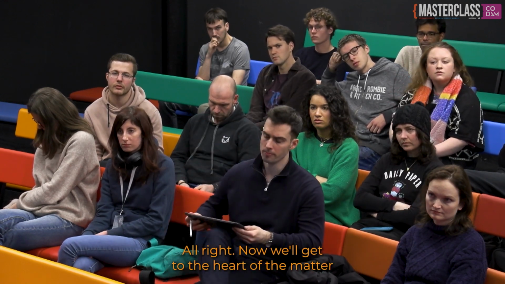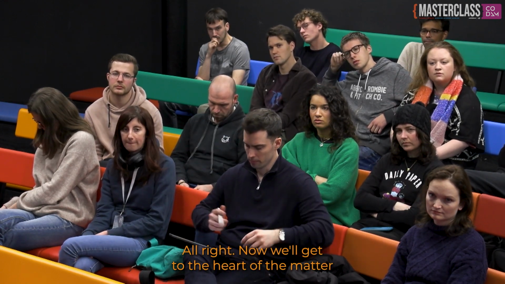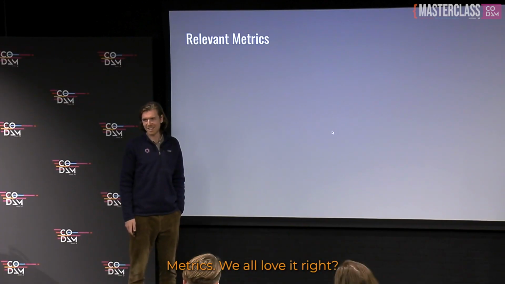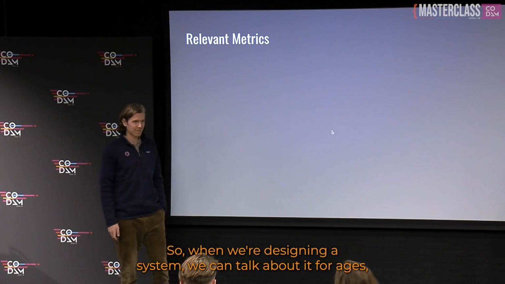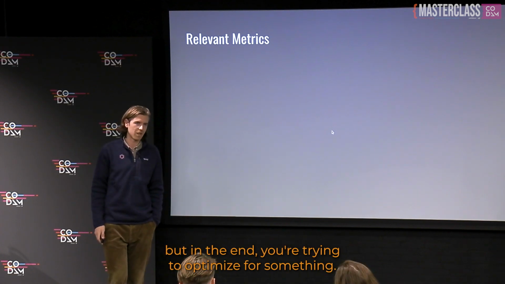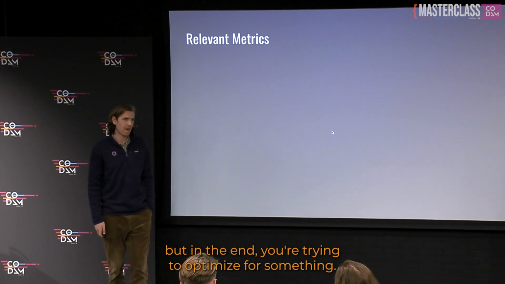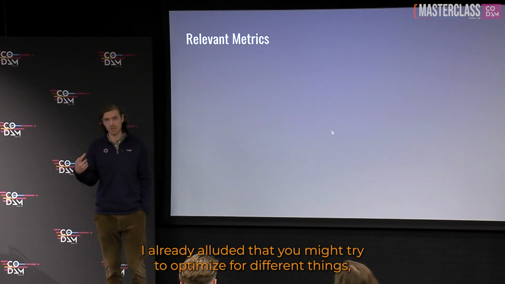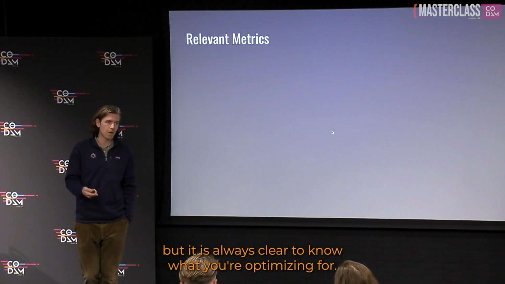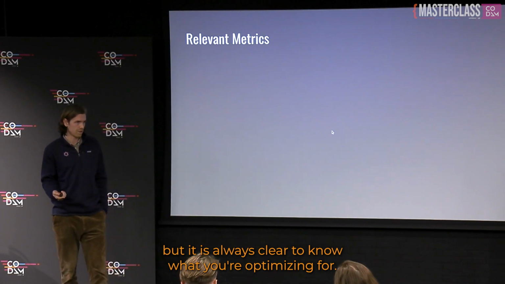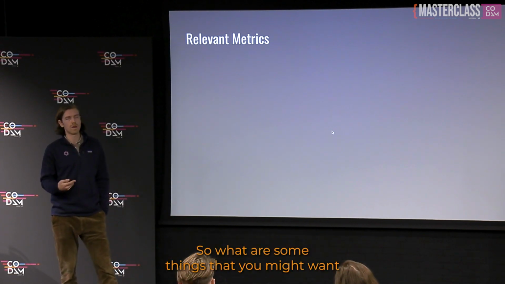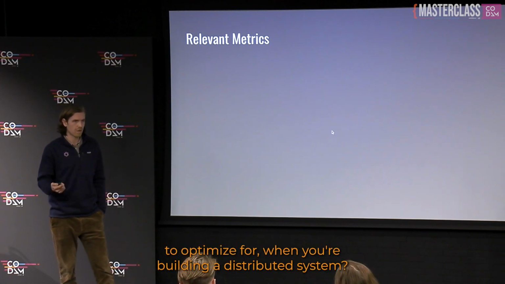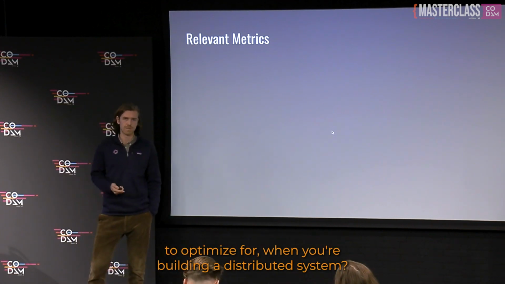All right, so now we'll get to the heart of the matter. Metrics, we all love it, right? When we're designing a system, we can talk about it for ages, but in the end, you're trying to optimize for something. I already alluded that you might try to optimize for different things, but it is always good to know what you're optimizing for, right? So what are some things that you might want to optimize for when you're building a distributed system?